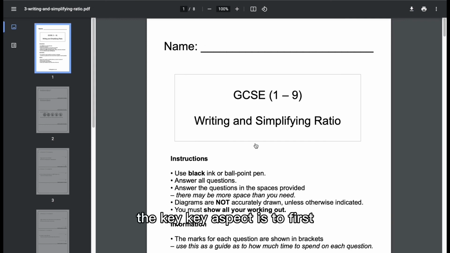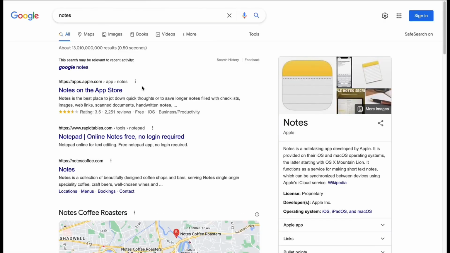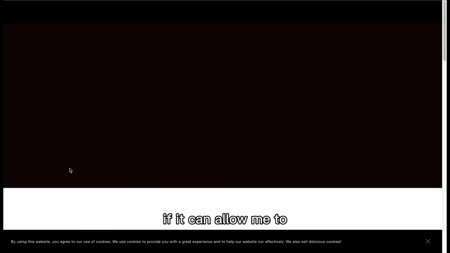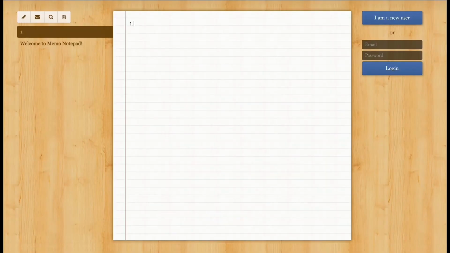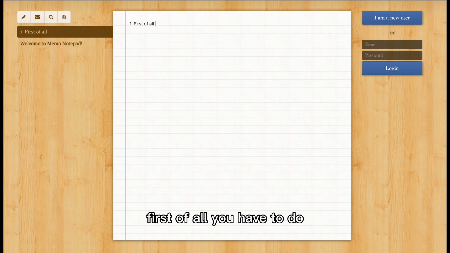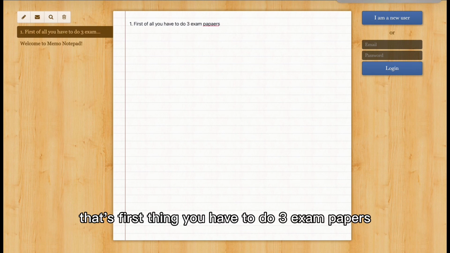The key aspect is to first, so I'm going to now write down exactly what you have to do. So I'm going to go to like a notes tab. I'm just writing the notes if it can allow me to. Notepad, line. Hopefully, first thing. First of all, you have to do 3 exam papers. Understand? That's the first thing. You have to do 3 exam papers.